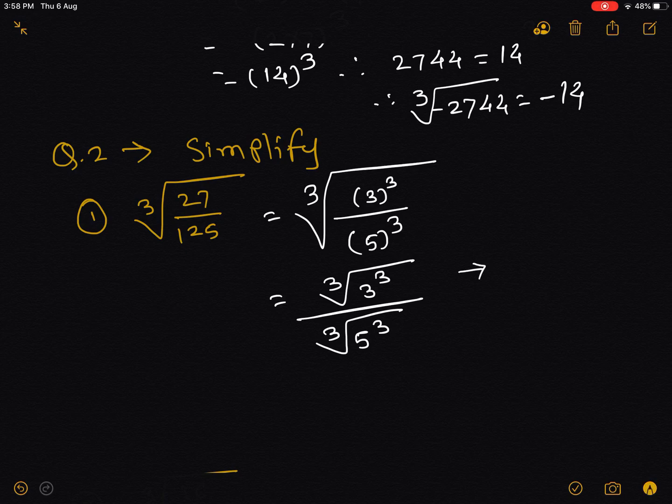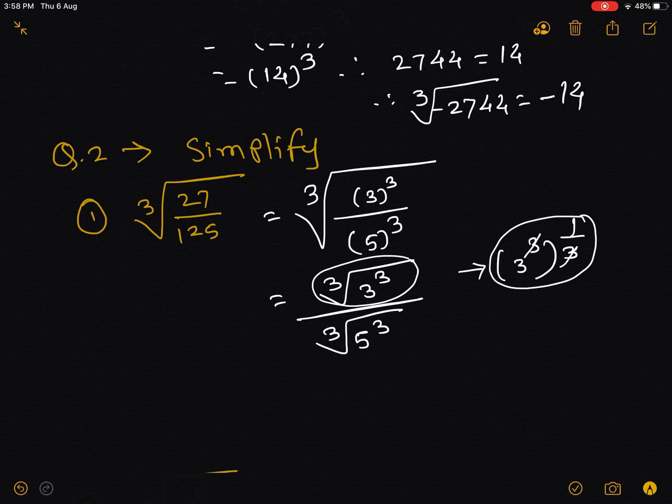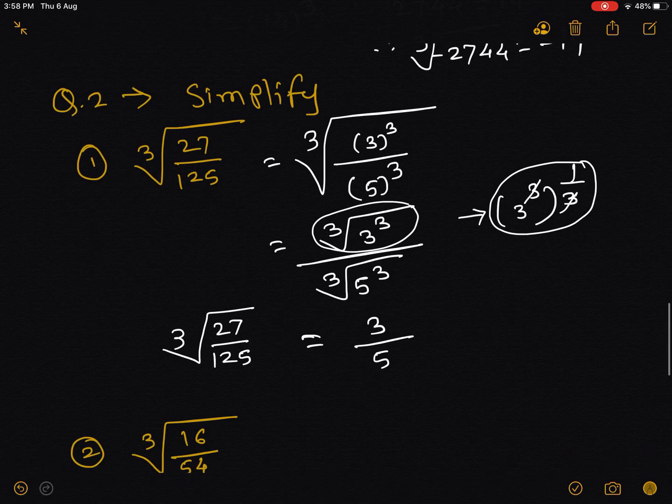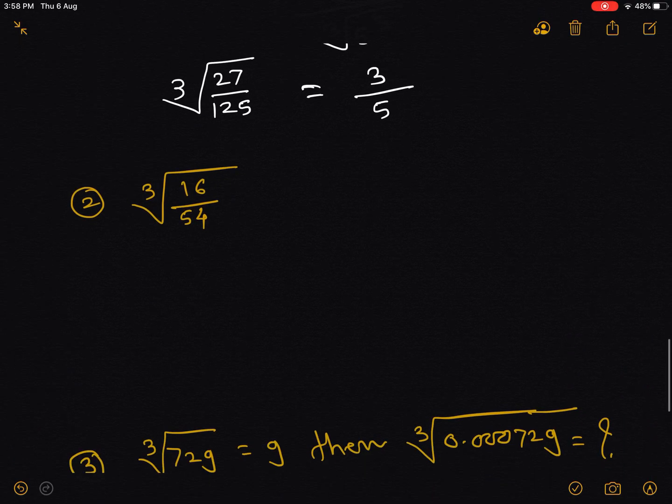See the step now here. Cube root of 3 raised to 3. We write 3 raised to 3 and its cube root. Meaning of this number and this number is same. Therefore 3 and 3 get cancelled. Numerator is only 3. Similarly, denominator is only 5. Therefore, cube root of 27 upon 125 equals 3 upon 5. It is the answer. See the next example.